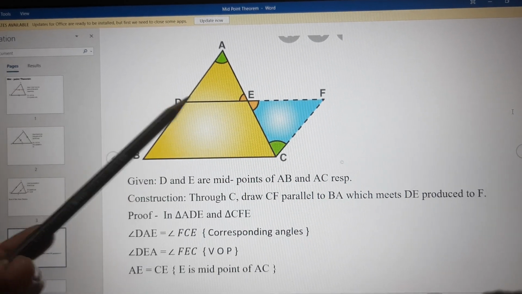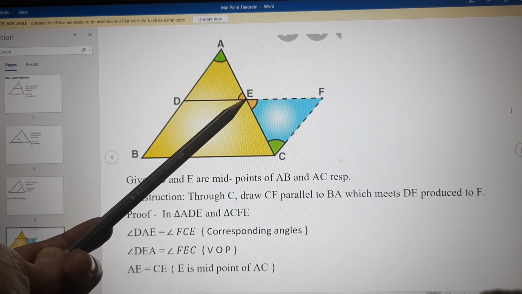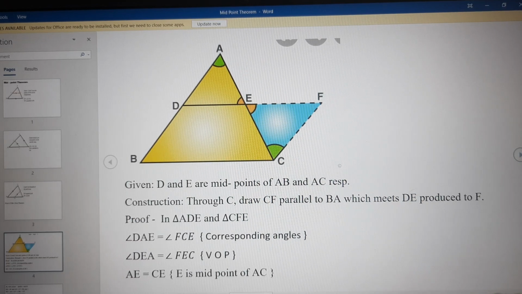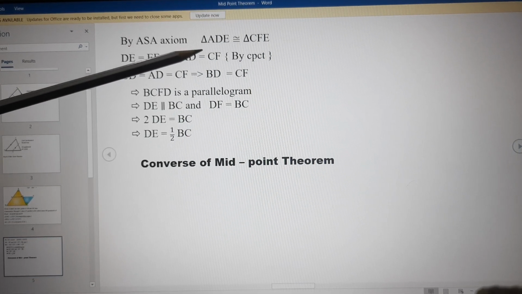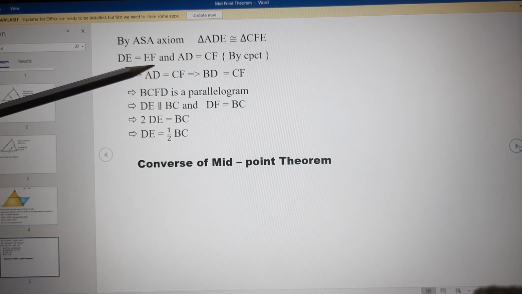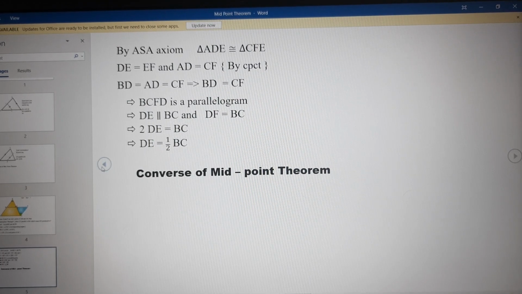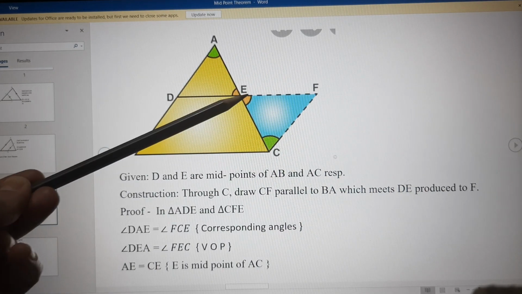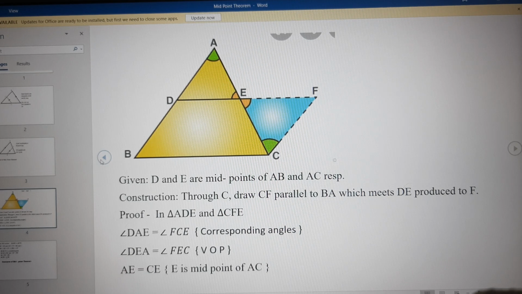As E is midpoint of DF, because we have just now shown by CPCT, DE is equal to EF. DE is equal to CF by CPCT. I'll show it. See, by ASA axiom, they are congruent to each other. Then two things we have written. DE is equal to EF by CPCT and AD is equal to CF by CPCT. AD and CF are equal and DE and EF are equal. So if DE and EF are equal, E becomes the midpoint of DF.